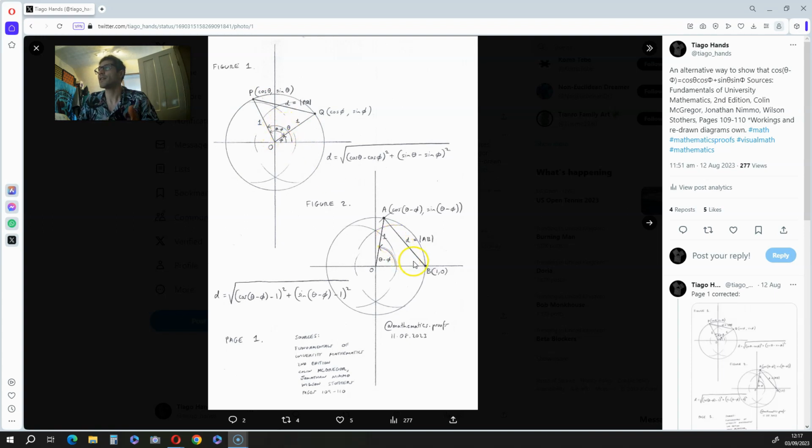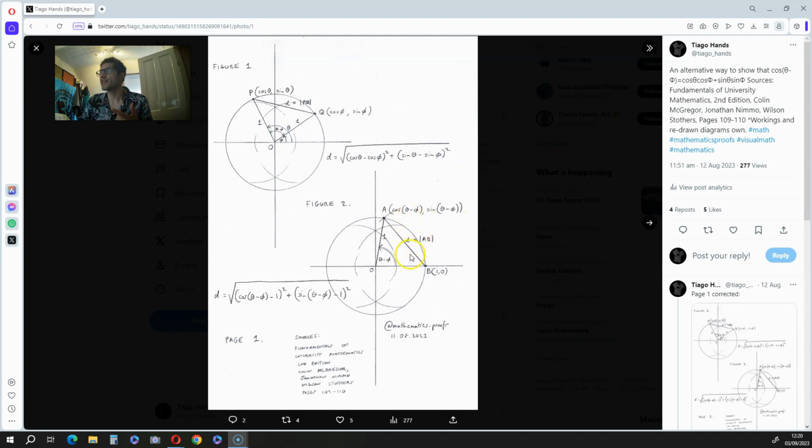Now we have a similar situation over here. The angle all the way up to A is theta minus phi, and B has the y coordinate 0. So we're starting at the origin here, and we produce the angle theta minus phi. Now, I would recommend having a look at these images carefully before proceeding with the rest of this video.